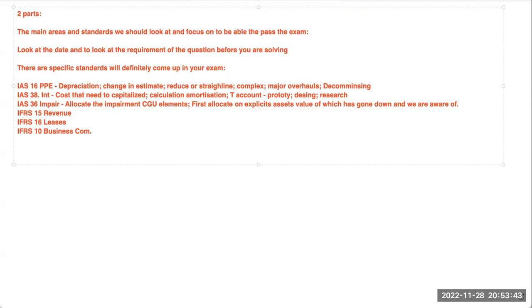This is also applicable for the assets, the value of which has not changed. So in that case, you should allocate the 900 impairment on the remaining assets within the CGU, rather than the asset whose value has not changed throughout the period.